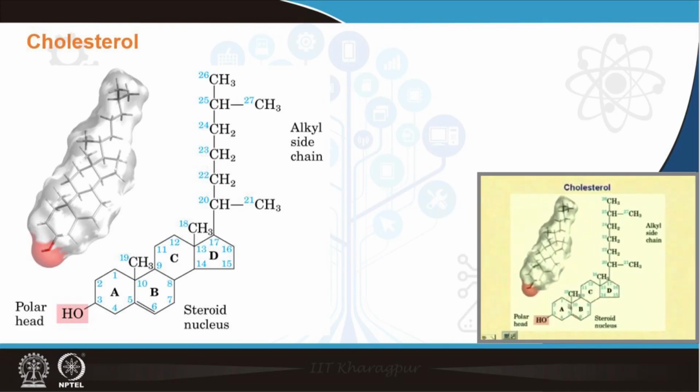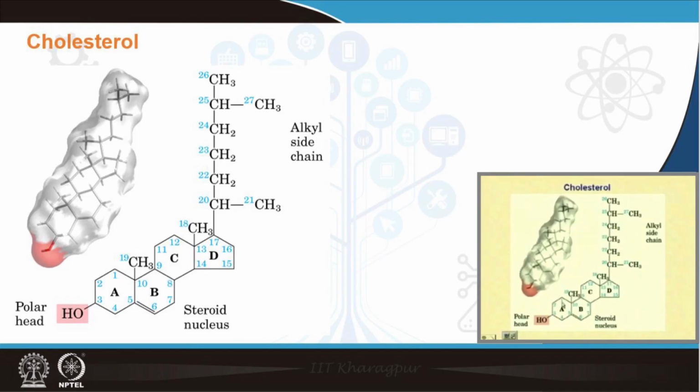This is the steroid nucleus. The changes are in the alkyl side chain. So, any bile salt or any other sterol that we will see will have a difference in the alkyl side chain, a difference here also, but this steroid nucleus remains intact.